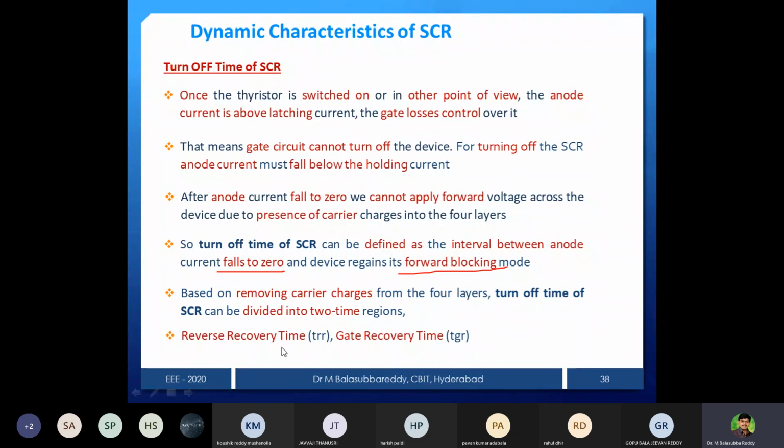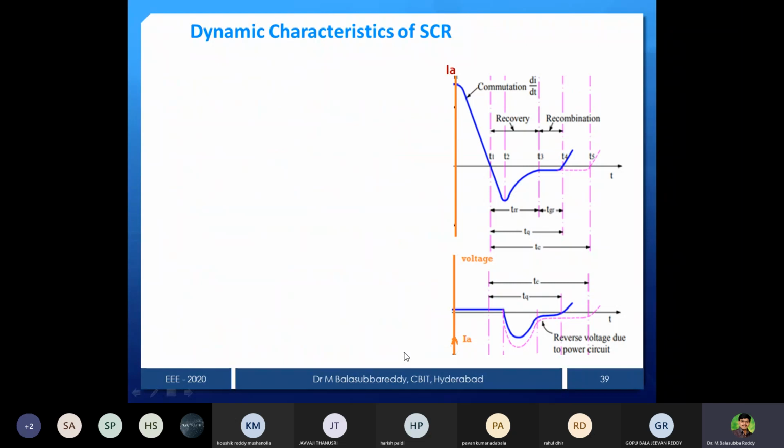So there are two processes: reverse recovery time and gate recovery time. These are the two intervals to remove the charge particles. Now we can see here in this process there is a current, the anode current. What is the turn off time I mentioned earlier? When the anode current reaches 0, the voltage across the device is going to be blocked, meaning completely open. The voltage across it will be the same as the source voltage. That interval we call the turn off interval.